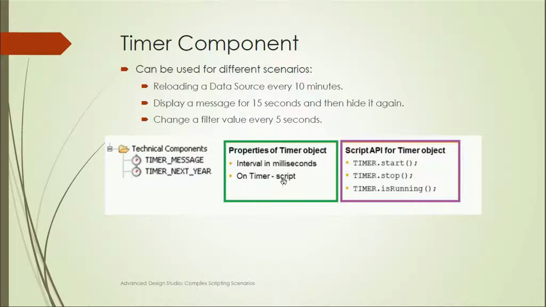The property on the timer is the interval in milliseconds. There are three functions which we can use in script: timer.start, timer.stop, and timer.isRunning, which we can check as a boolean, true or false. These are the script functions which we can use.